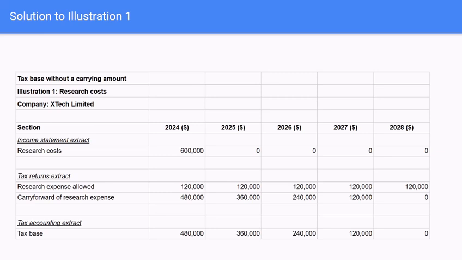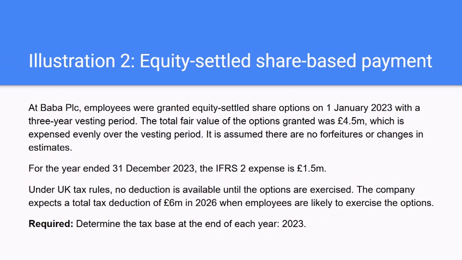Simple illustration. I've demonstrated how you can have a tax base and you have nothing on the asset side or the liability side of your balance sheet. So we're going to look at another scenario here. And this second illustration is about equity settled share based payments.